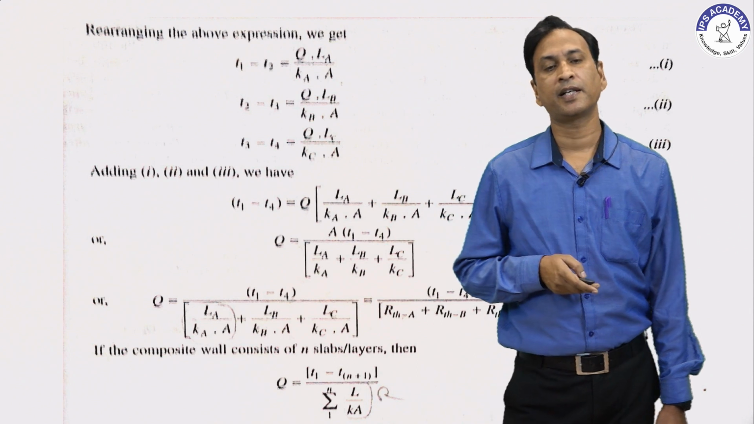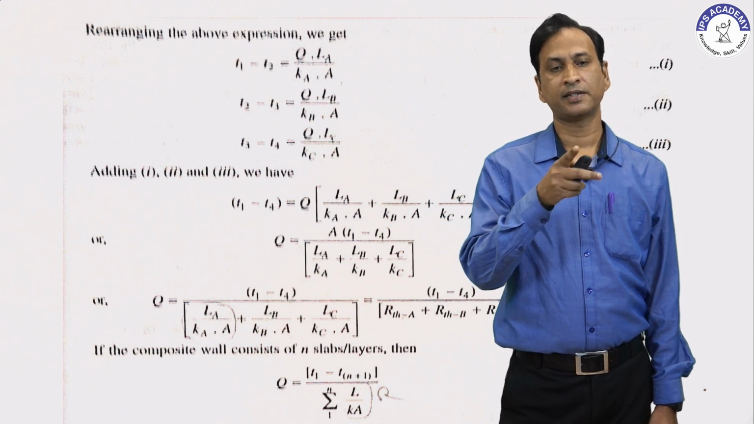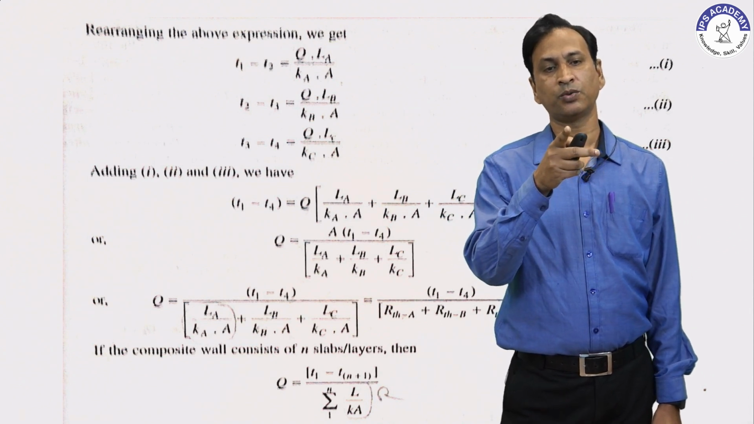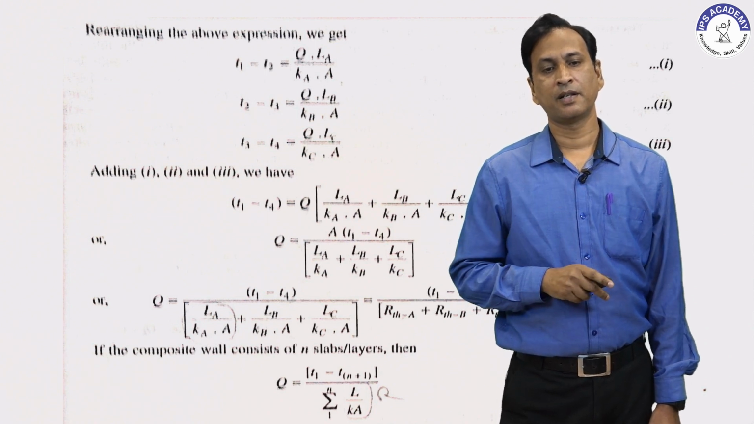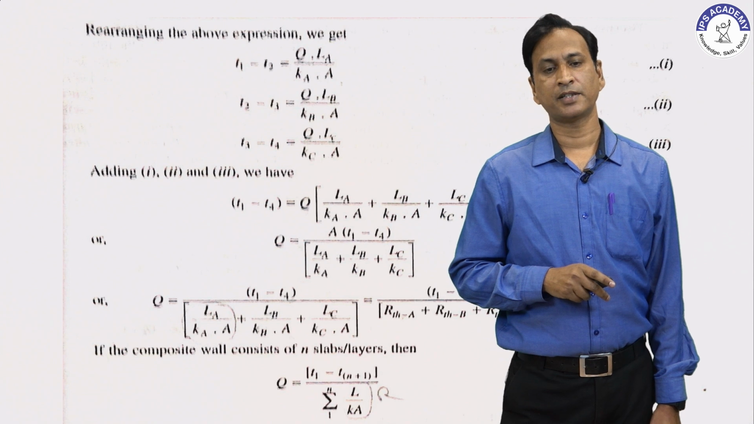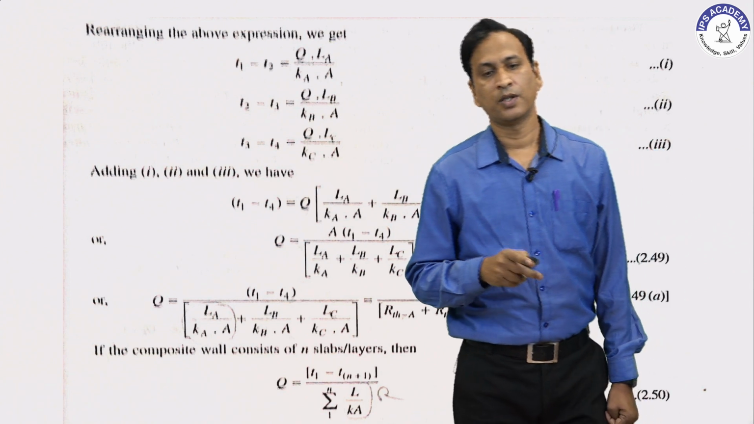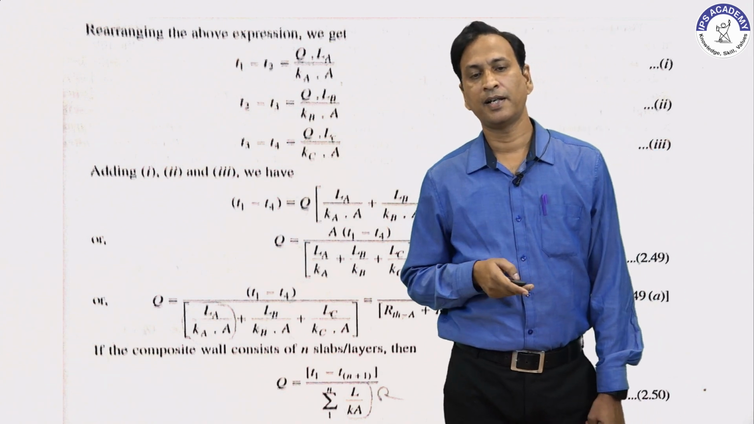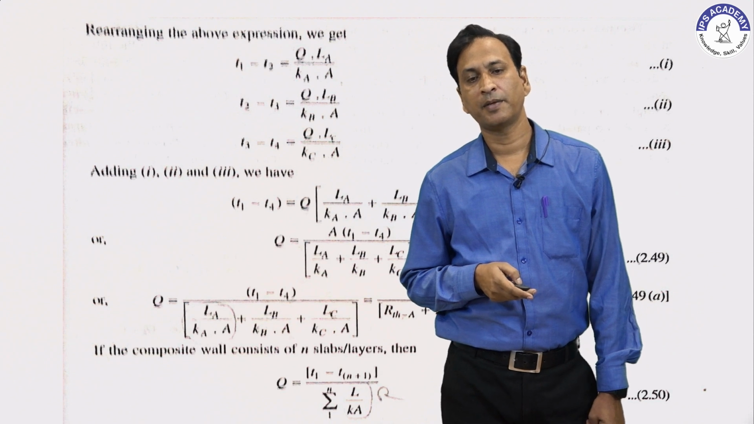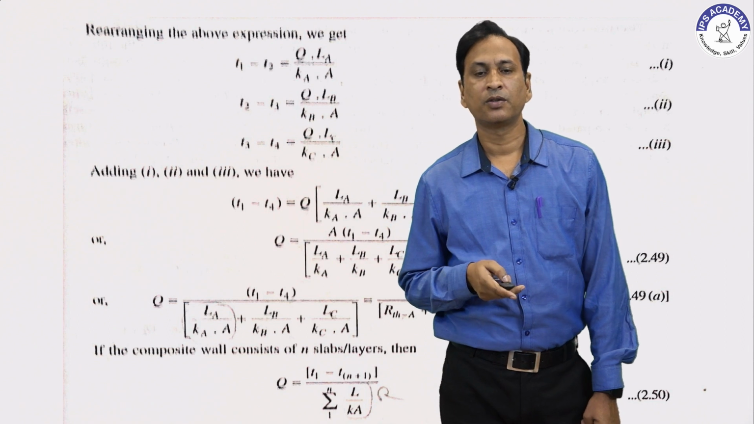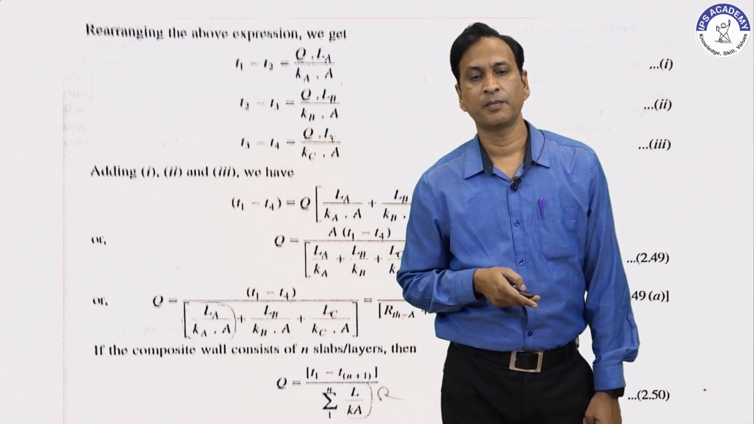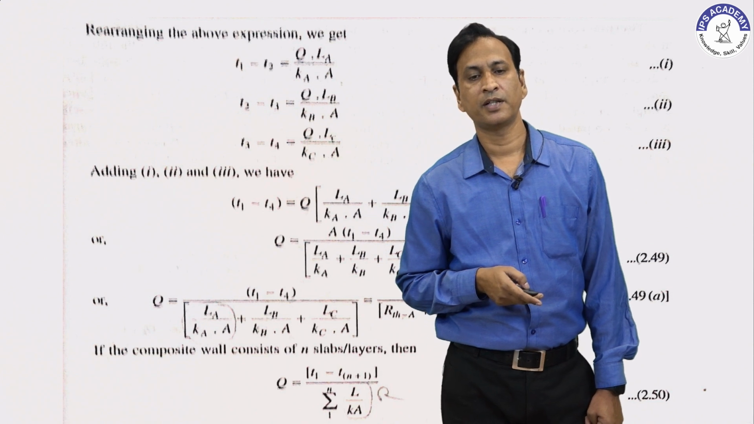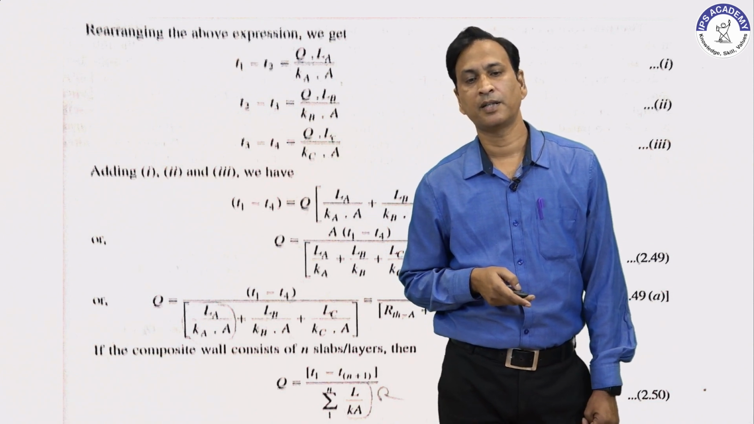Adding the first, second and third equations, T2 and T2 and T3 and T3 cancel. The final is T1 minus T4 is equal to Q times the bracket LA upon KA into A plus LB upon KB into A plus LC upon KC into A. Q is common. So, simplifying this equation, Q is equal to A times T1 minus T4 upon LA upon KA plus LB upon KB plus LC upon KC.